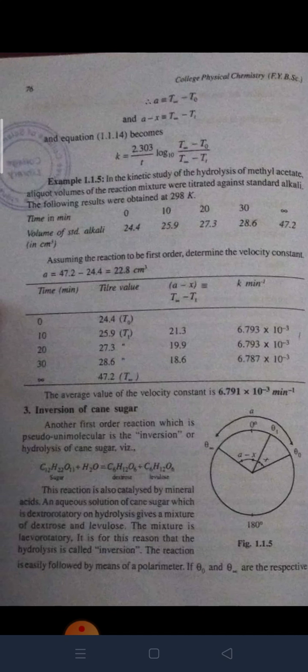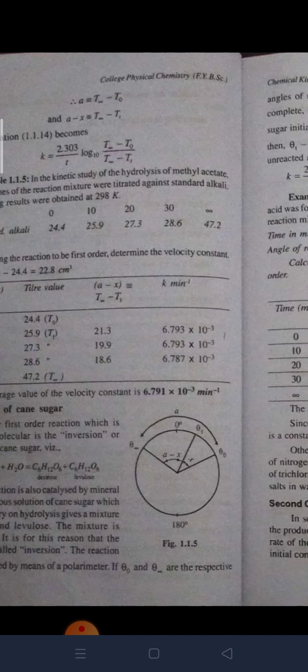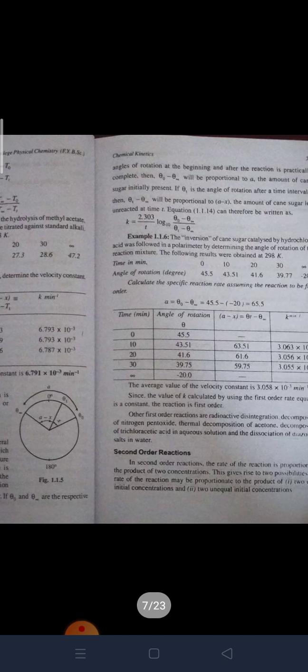The solution of cane sugar is dextrorotatory. On hydrolysis it gives a mixture of dextrose and levulose. The mixture is levorotatory. It is for this reason that hydrolysis is called an inversion. Why is it called inversion? Dextrorotatory sugar is there, and it gives a levorotatory product. That's why it is called an inversion. By means of the polarimeter, you can study it. Here this theta to theta, that angle will become.